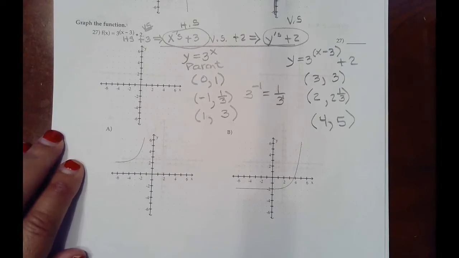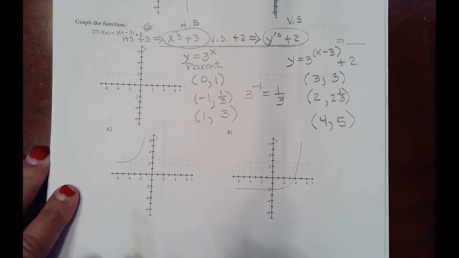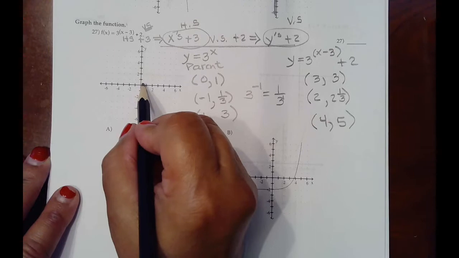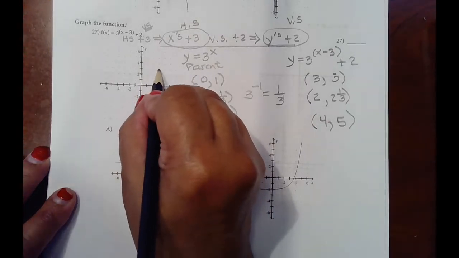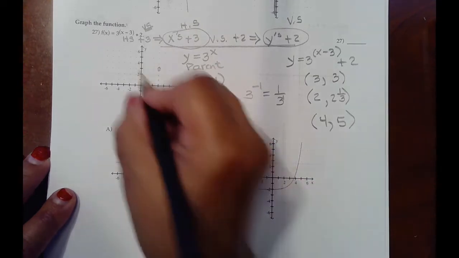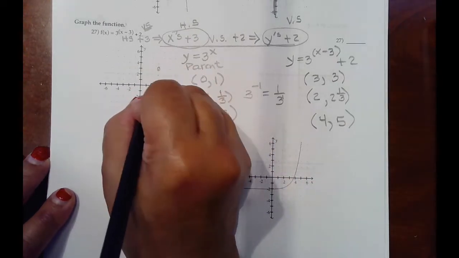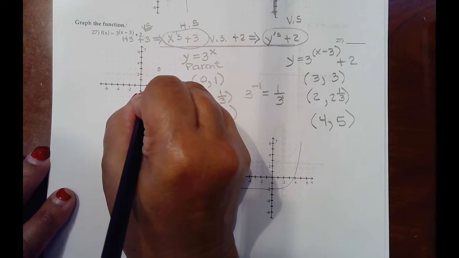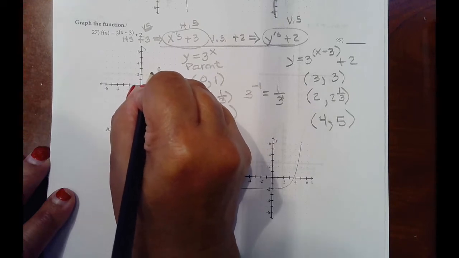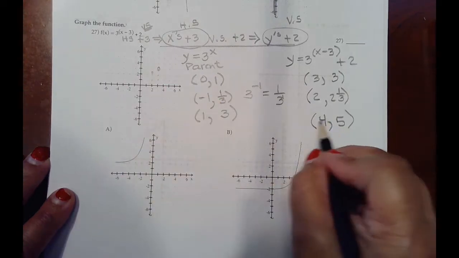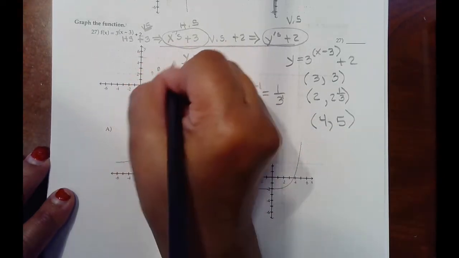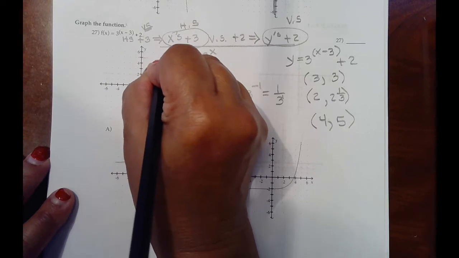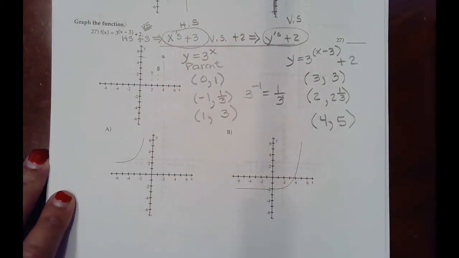So when I go to plot my brand new graph, it's (3, 3), (2, 2 1/3), and (4, 5). Okay, now before I draw this, I want to talk to you about the asymptote.